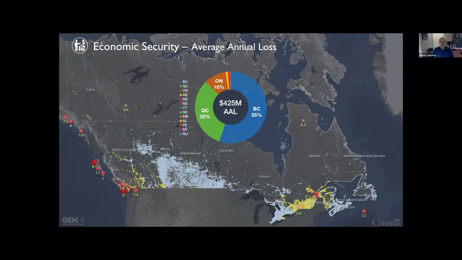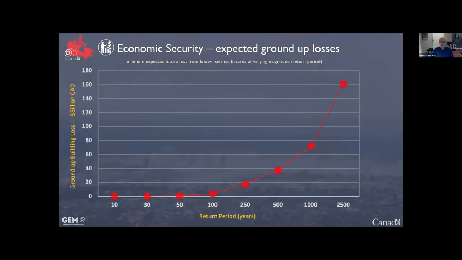We also look at those losses through the lens of probable maximum loss over different return periods. And in Canada, we have a risk tolerance threshold defined by our financial regulators as a 500-year loss. So one of the outputs is looking at that 500-year loss at different places across Canada.